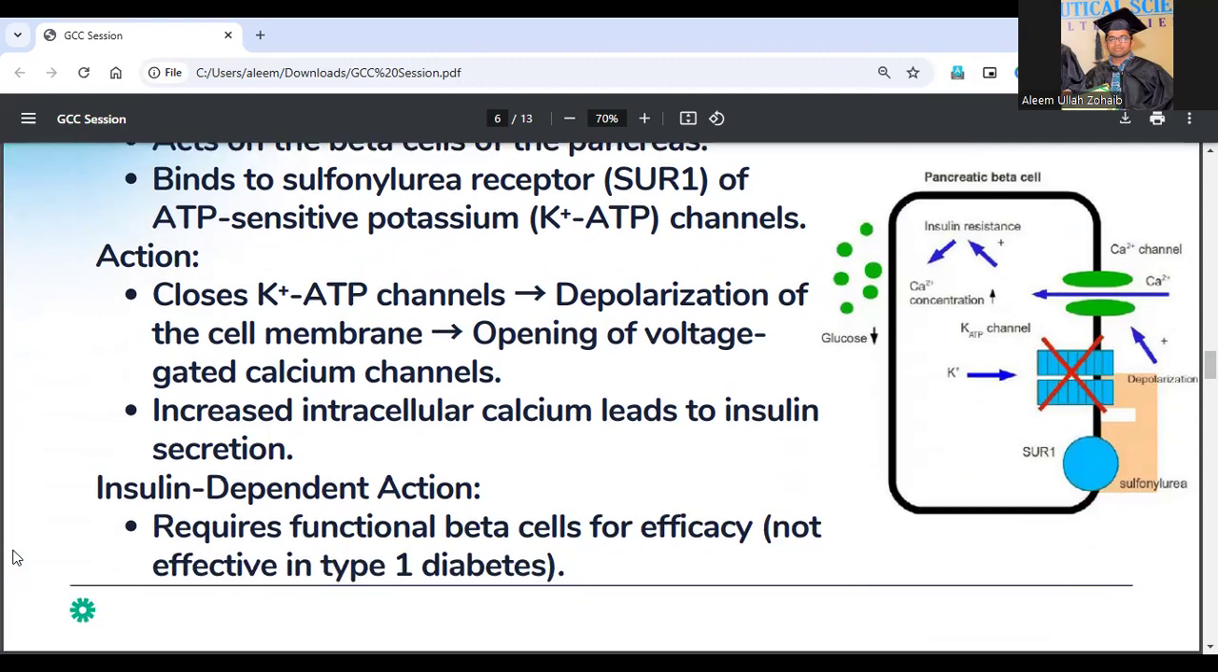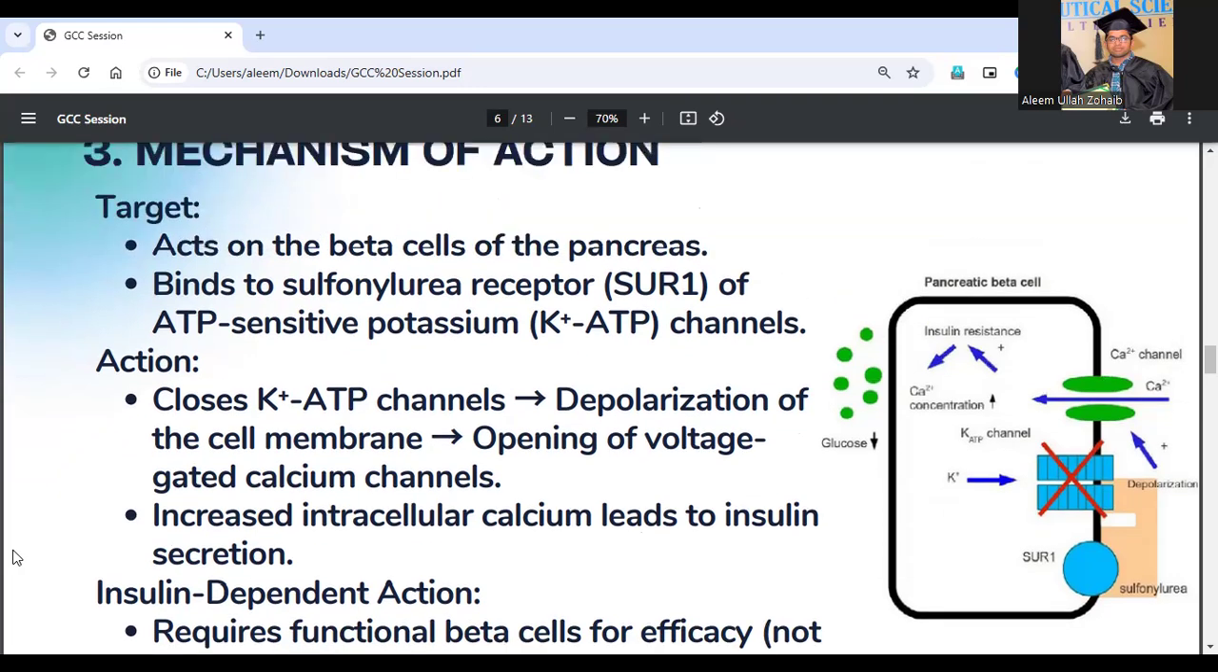It requires functional beta cells for efficacy, so it is not effective in type 1 diabetes. Now, see the cell. This is the sulfonylurea 1 receptor. This is the potassium channel. Sulfonylurea acts on this receptor and blocks the channel, which blocks the potassium conductance, and also opens the calcium channels, leading to more influx of calcium. The cell becomes more positive inside.